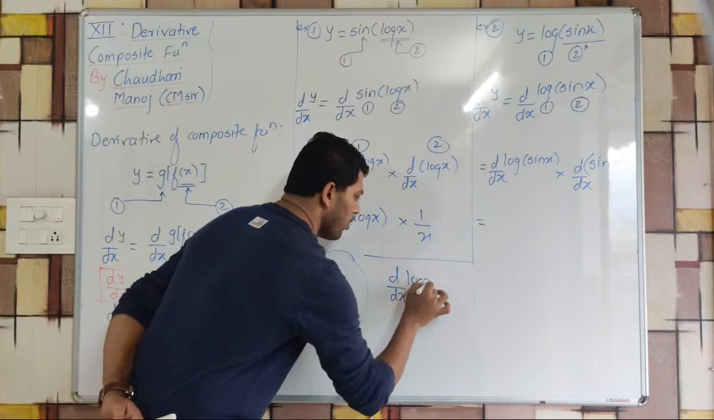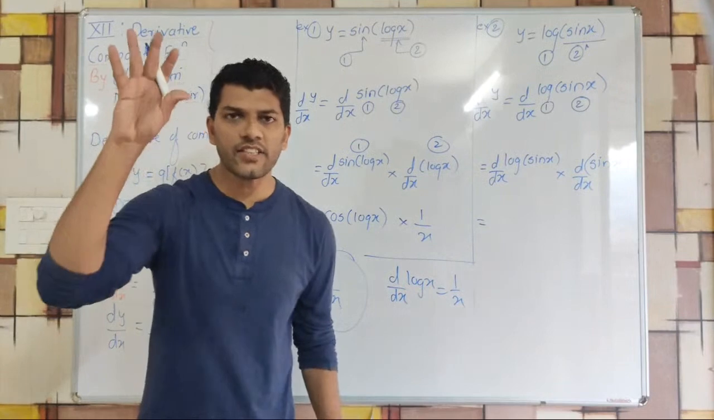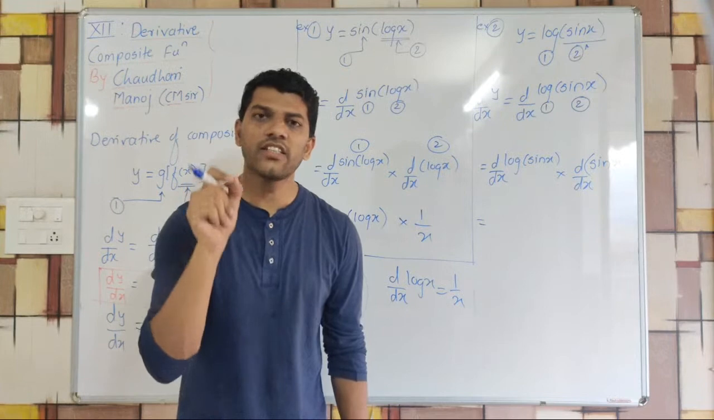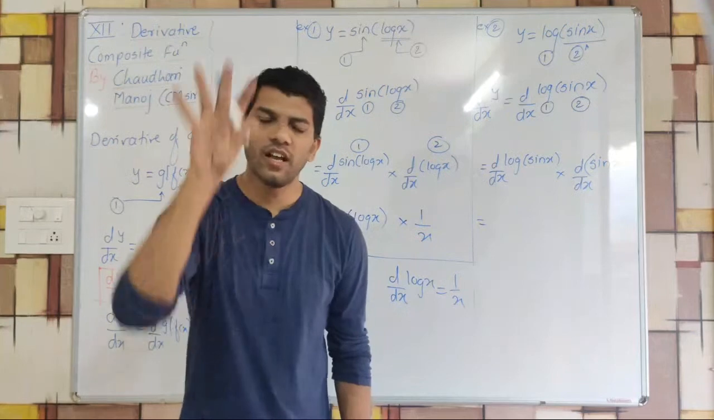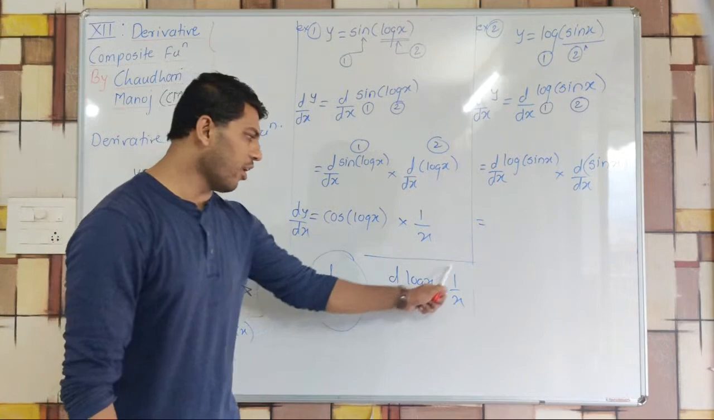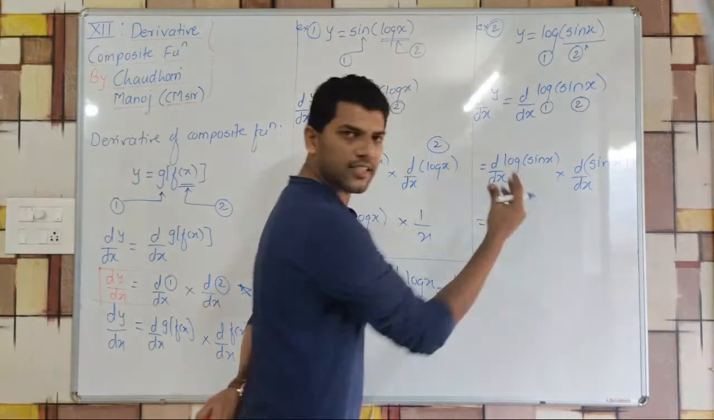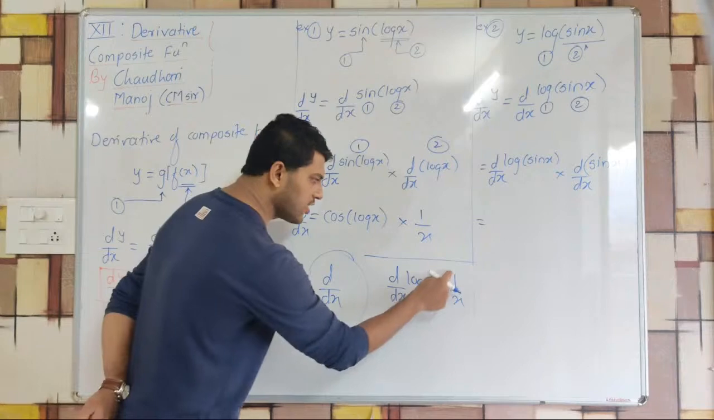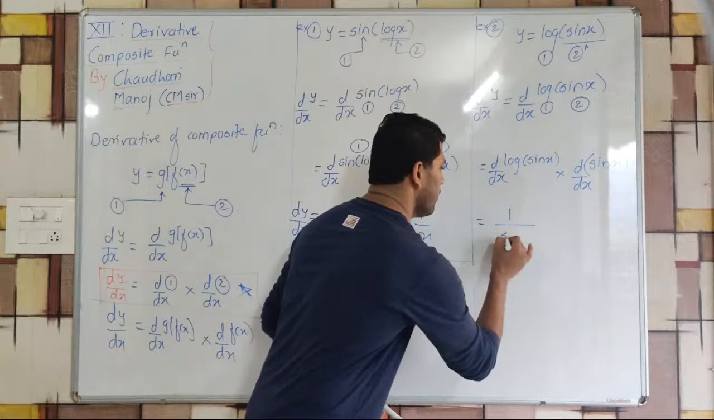The derivative of log x that we already know is 1 upon x. Please go and check the previous lecture's standard results. We already listed out all the standard formulas in the previous lecture. Please refer to that lecture and revise all the standard derivatives. We already know the derivative of log x is 1 by x. So understand, friends? So the derivative of log of sine x is 1 by sine x.